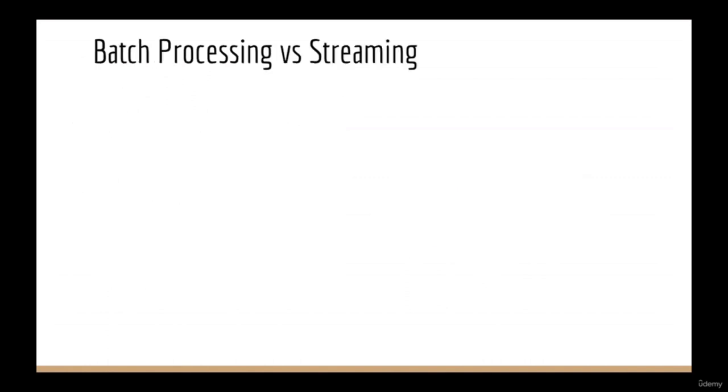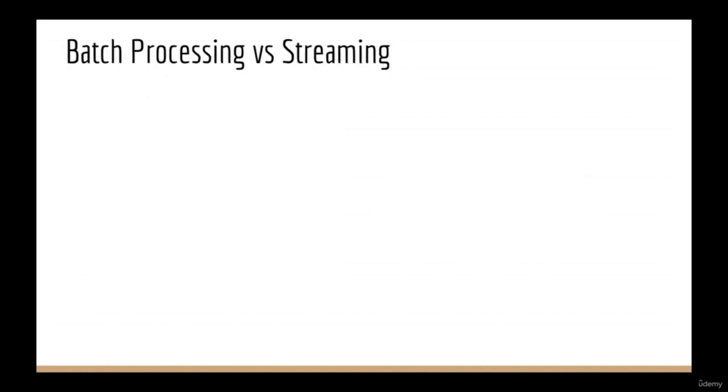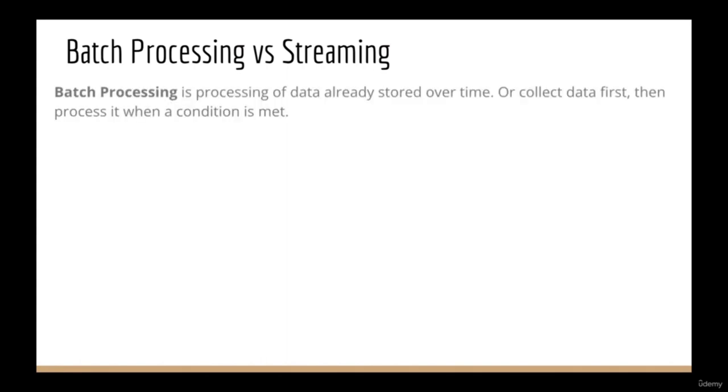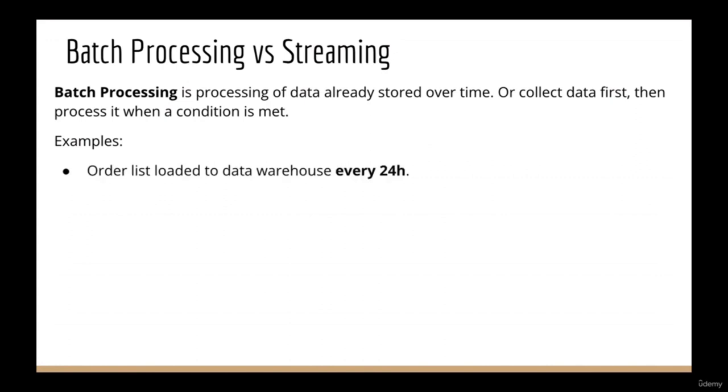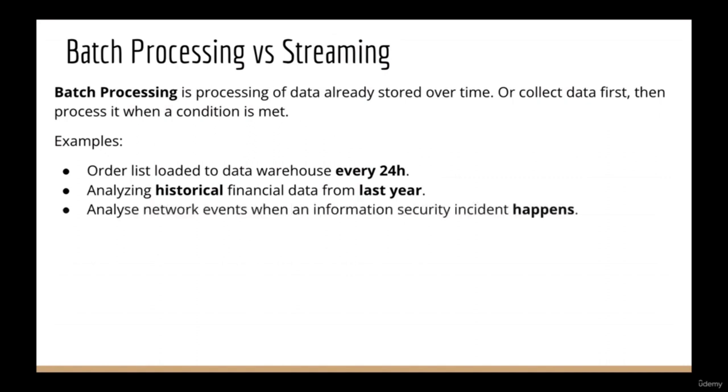All right, so what's the difference between batch processing and streaming? We'll split it into two parts. First, we'll talk about batch processing, and then we'll talk about streaming or stream processing. So batch processing refers to the processing of blocks of data that we have or that have already been stored over a period of time, or it can be collecting data over time, then processing it when a certain condition is met. So an example of the first kind, which is processing of blocks of data, would be analyzing an order list that's loaded to the data warehouse every 24 hours, or analyzing historical financial data from last year. And then an example of collecting data over time, then processing it when a certain condition is met, is when we're analyzing, for example, collected network events when a security incident happens.